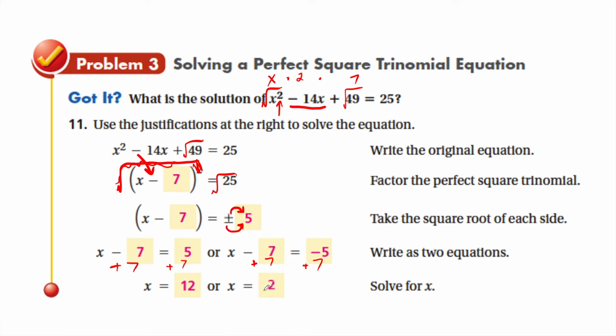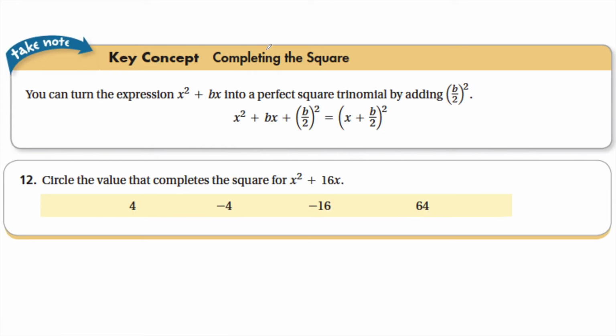a positive 2. So here's a key concept for completing the square. You can turn the expression x squared plus bx into a perfect square trinomial by adding b over 2 squared. Notice it's going to be b over 2.